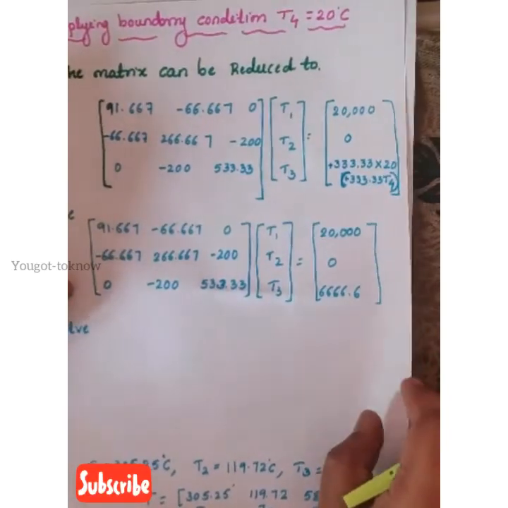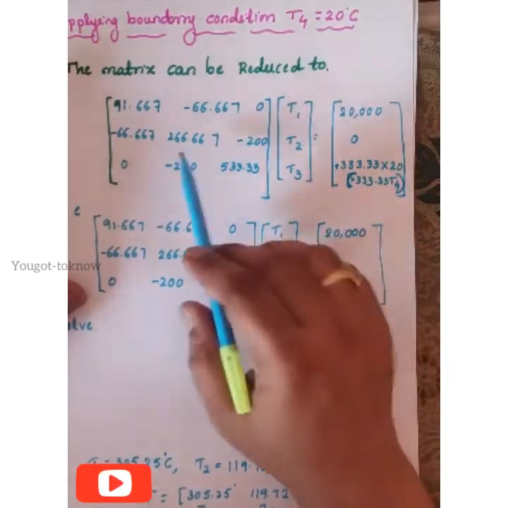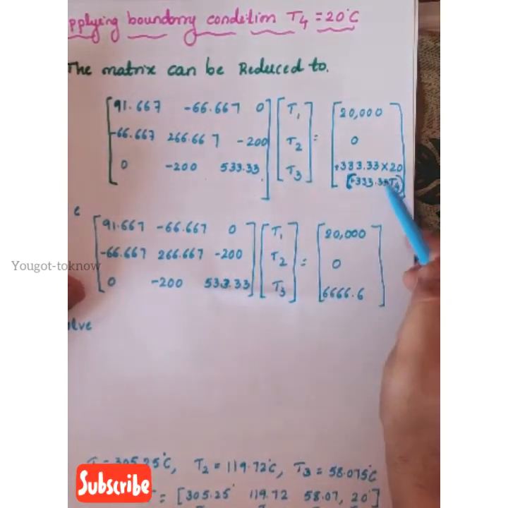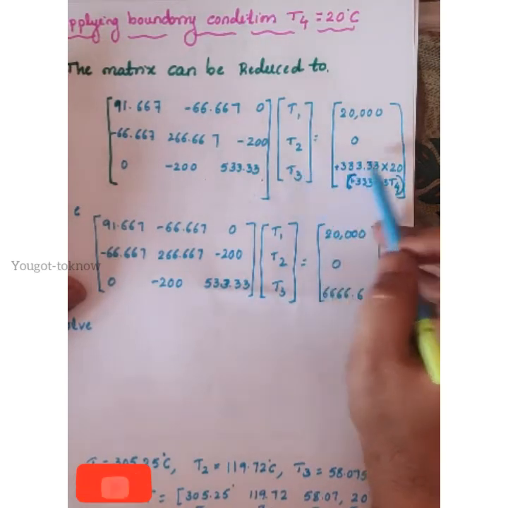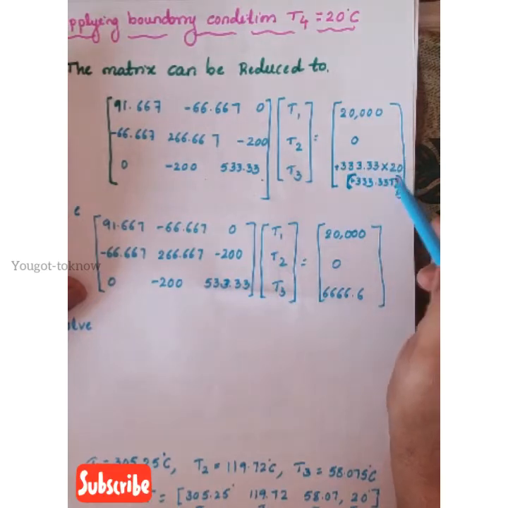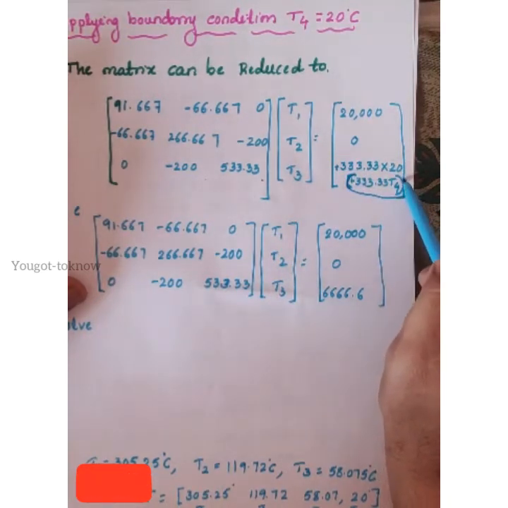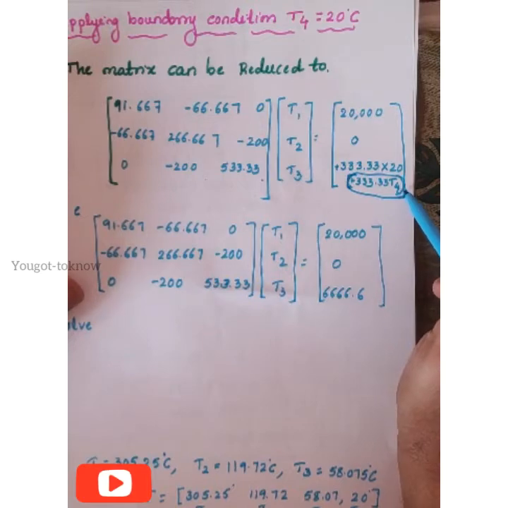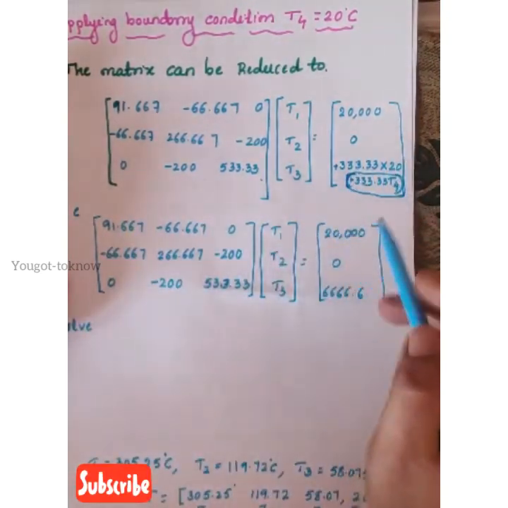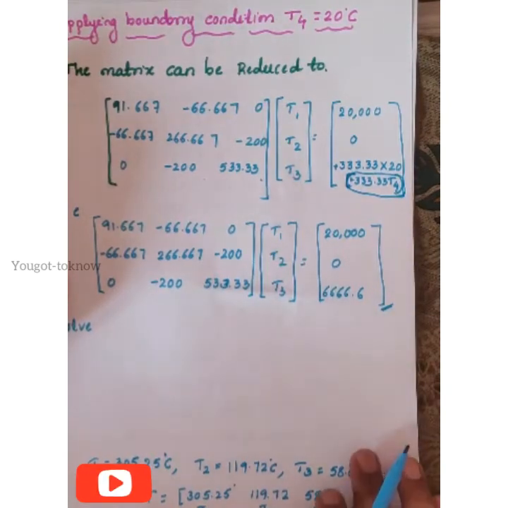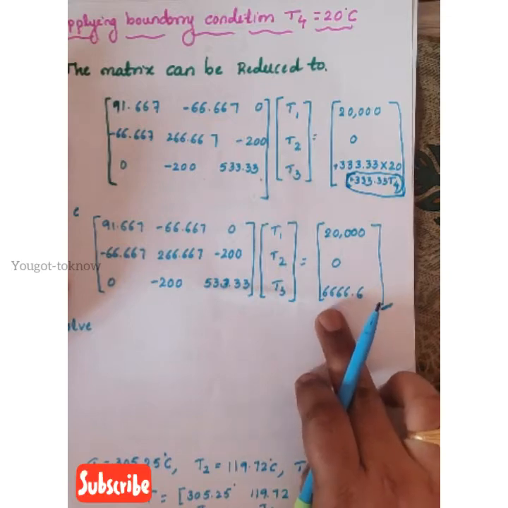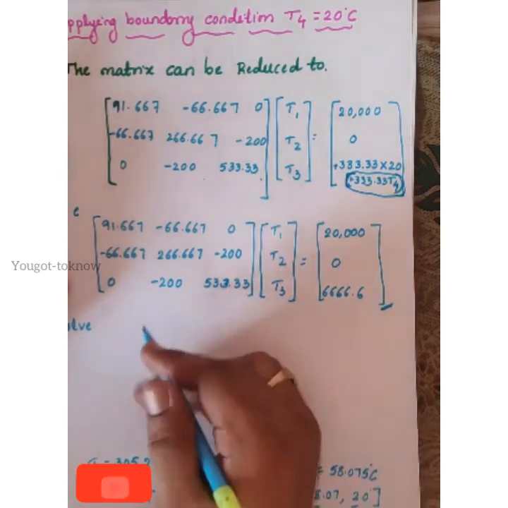Now just observe here. After reduction, first row like this, second row like this, third row 0, minus 200, 533, but there is one more value with respect to T3, T4. If you shift it after the equals, it becomes plus 333.33 into 20. Generally, sometimes we write it as 333.33 into T4. Why 333? Because the value is the same. After this multiplication, you are going to get 6666.6. Now solve this. How to solve it?